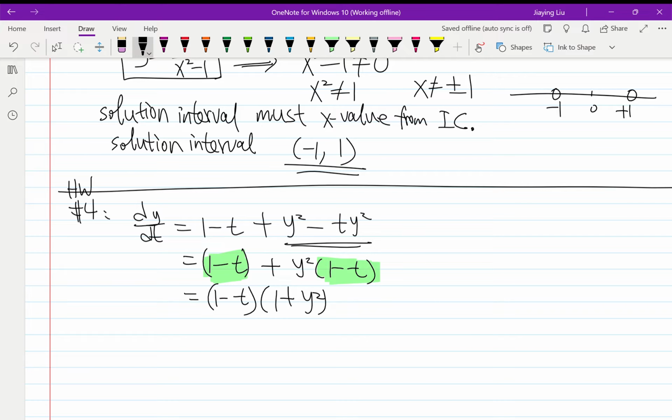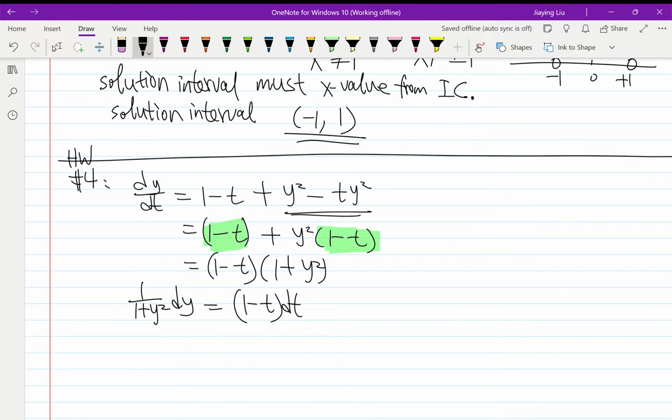What I did is I treated this as a factor. I factored out 1 minus t. From here I only have 1 left, and from here I get y squared remaining. The next step is to treat this as a function of y and this as a function of t. We can do separation of variables. You get 1 over (1 plus y squared) dy equals (1 minus t) dt.